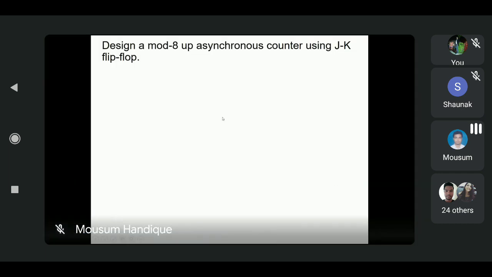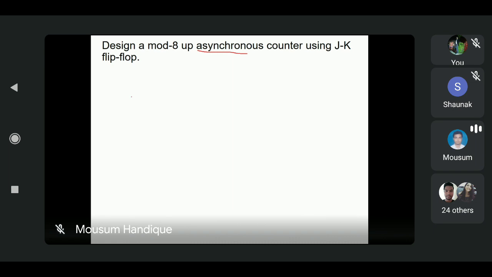Now we are going to design a mod 8 asynchronous counter. Right now we are not talking about the synchronous counter, we are talking about the asynchronous counter. The modulus of the counter here is 8. So the total number of flip-flops is N equal to 3. We are using 3 flip-flops to design the mod 8 asynchronous counter.